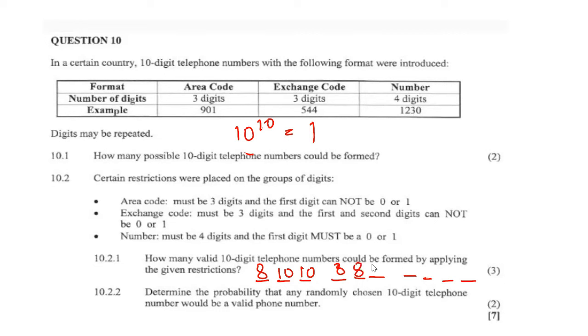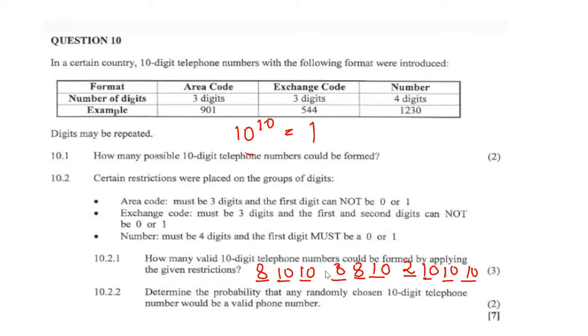Now, the number must be 4-digit and the first digit must be a 0 or 1. So that means we have a sample space of 2 here, because we can either fill in a 0 or a 1 in the first digit. The rest of the numbers are not allowed to go in here. It's only a 0 or 1. Then there is no restriction for the 3 following digits, so we have a sample space of 10, 10, 10. We can choose any number from the 10 digits that are available.